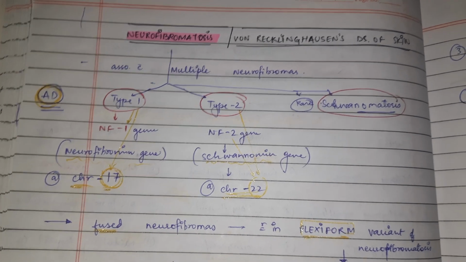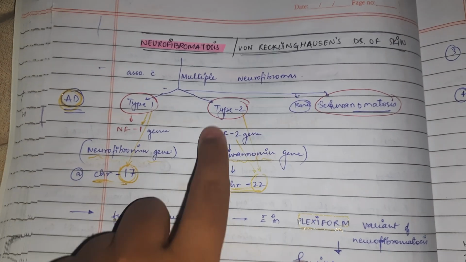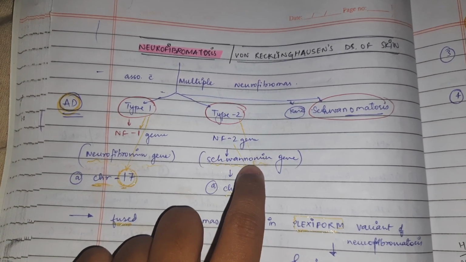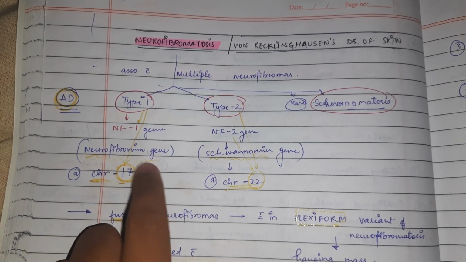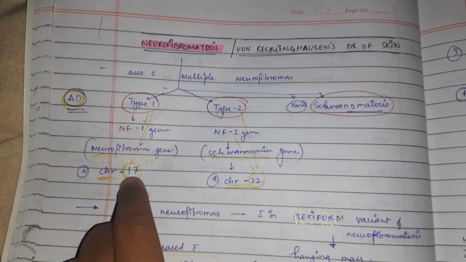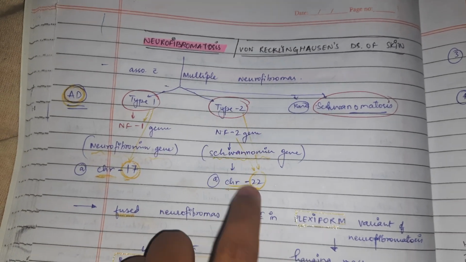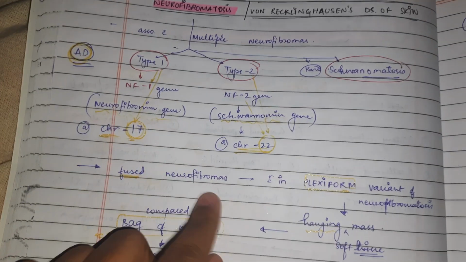In neurofibromatosis type 1, the NF1 gene is involved, and in type 2, the NF2 gene is involved. The type 1 gene is called the neurofibromin gene, and the type 2 gene is called the schwannomin gene. Chromosome 17 is involved in type 1, and chromosome 22 in type 2.